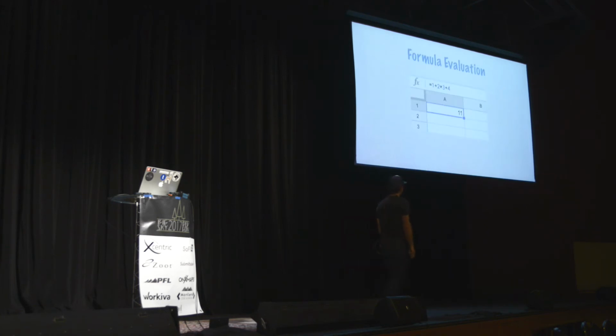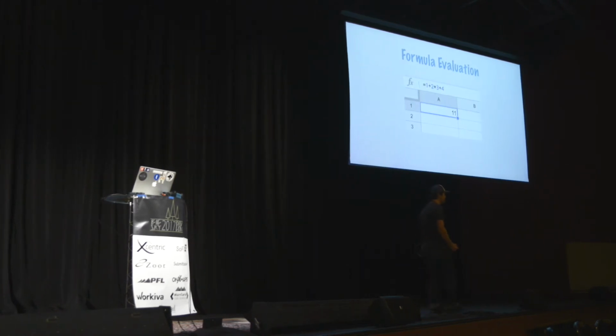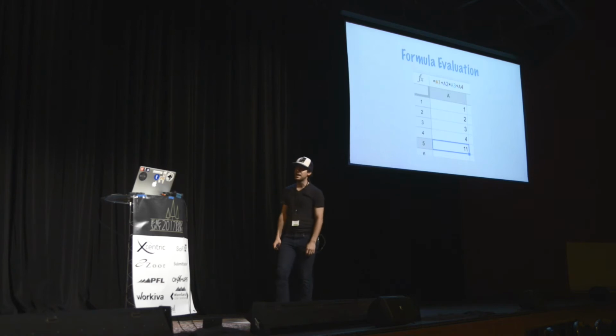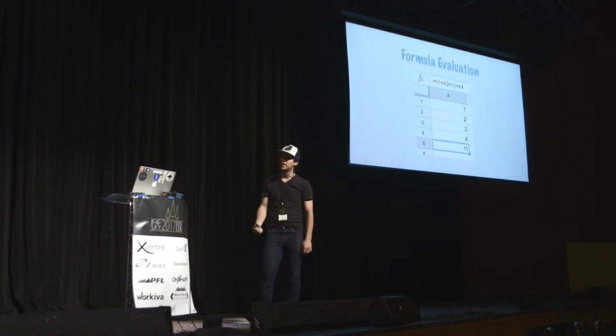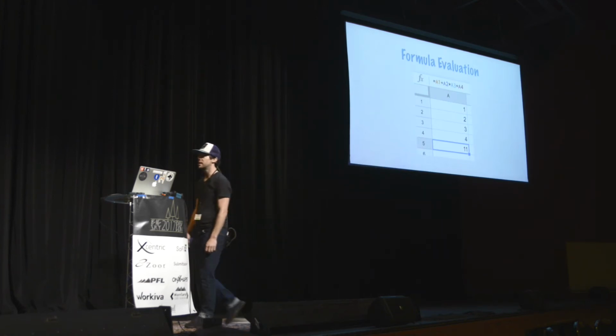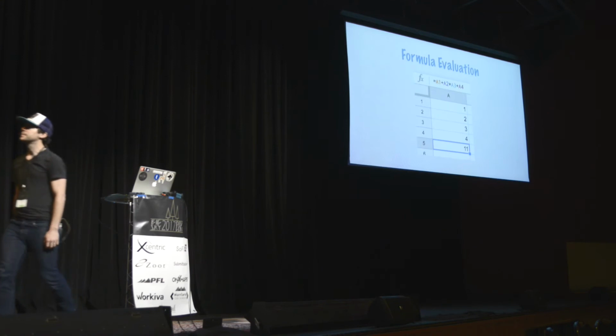So formula evaluation, again, is something like this. You type a formula into a cell, 1 plus 2 times 3 plus 4, and the spreadsheet should be able to evaluate that to 11. You can also reference other cells in these formulas. So this one in A5 is referencing other cells to get its answer, 11 again in this case.